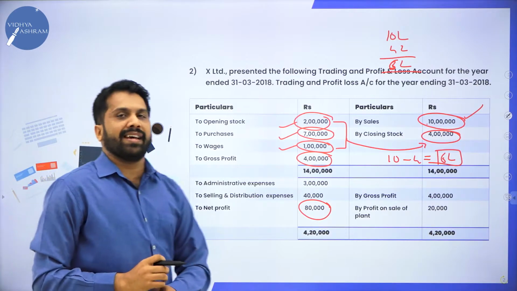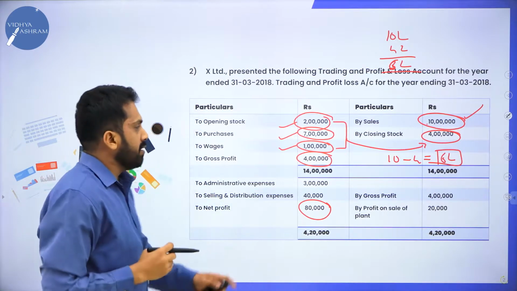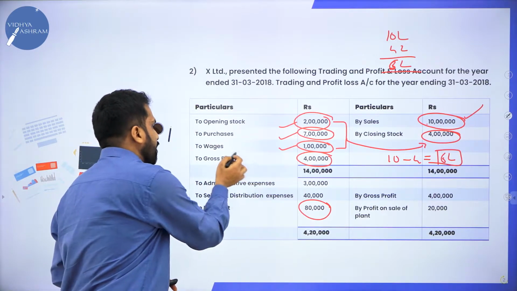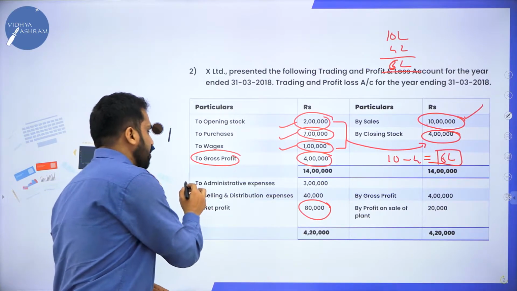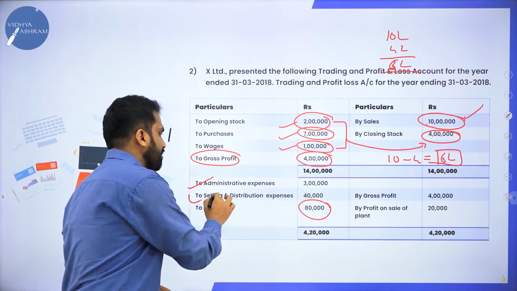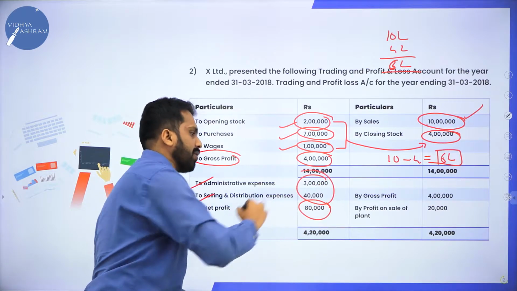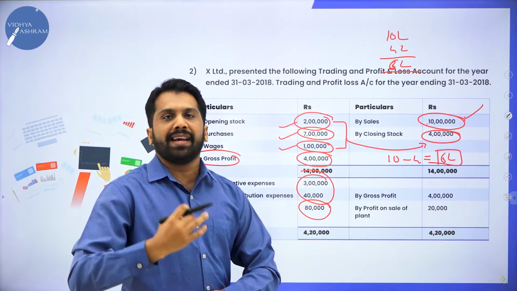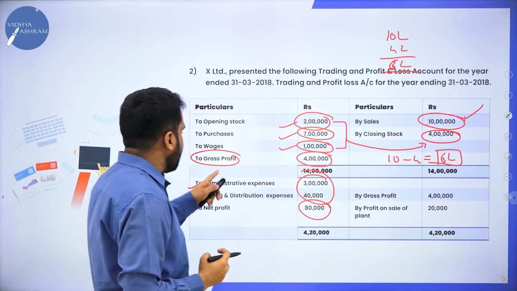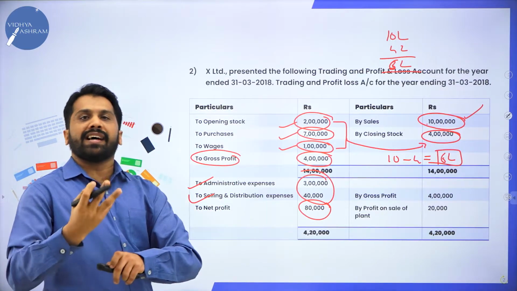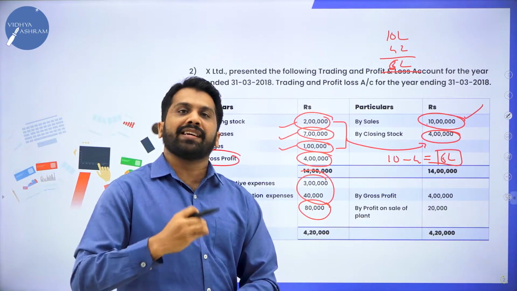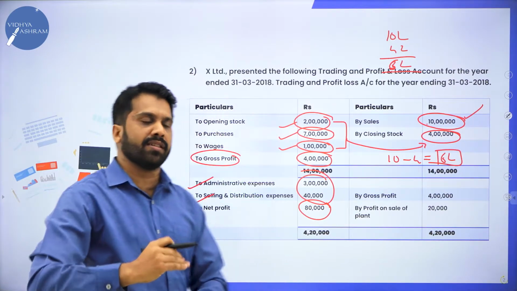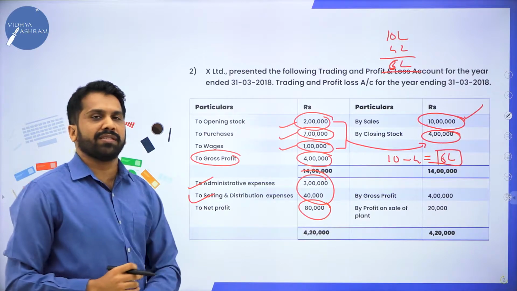Your operating expenses come after your gross profit. Now, which are the operating expenses? You have administration, you have selling. These two we call operating expenses. Other than this, they can give salary, printing and stationery, or electricity bill. All come under operating expenses.